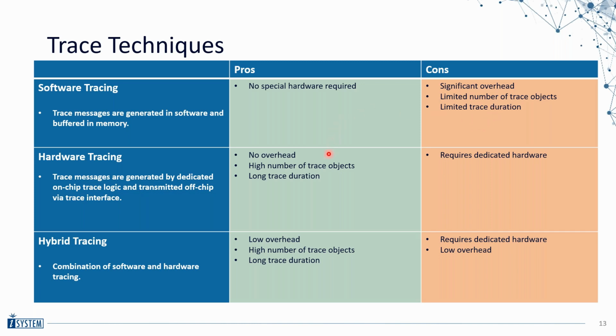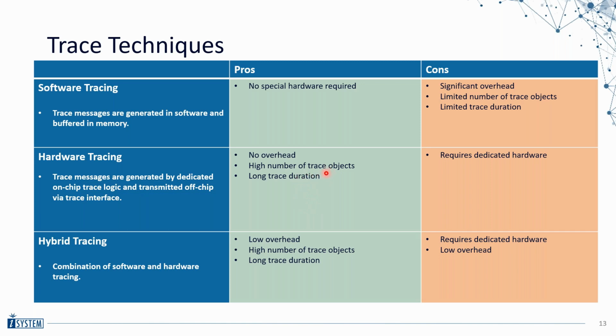In contrast to that, with hardware tracing, you don't need instrumentation. It's all done by the on-chip trace logic. That logic doesn't interfere with the behavior of your application, so you create no overhead at all. The application behaves exactly the same as it would when you wouldn't use hardware tracing. You can record a higher number of trace objects, and you can record much longer.